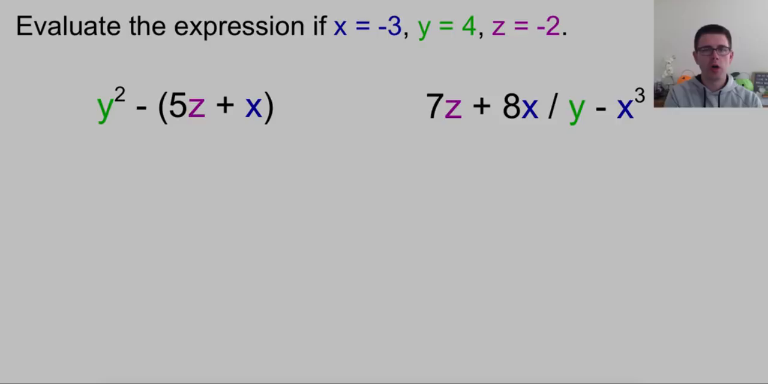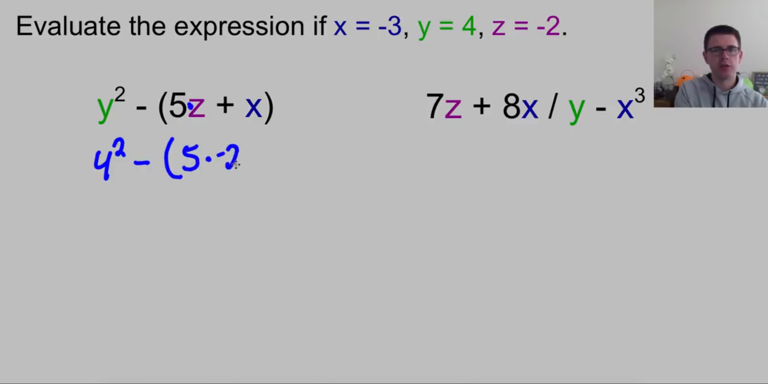These are going to be a little bit more involved, so really focus on rewriting them properly. Y squared, so 4 squared, we're just plugging the numbers in place of the variables, minus, and then 5z means 5 times z, in this case negative 2, plus x, which is negative 3. So we're going to start in our parentheses. In the parentheses, you still follow order of operations. Multiplying comes before adding or subtracting, so we're going to do that first.